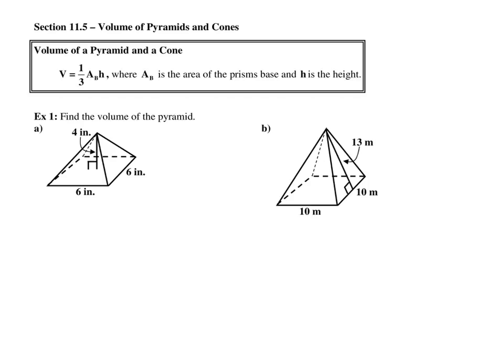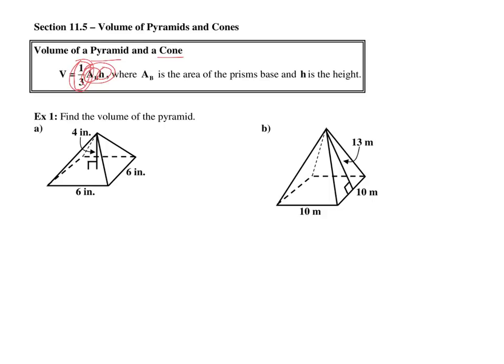Lesson 11.5, volume of pyramids and cones. All right, we have a new formula here for finding the volume of a pyramid and a cone. It's 1/3 the area of the base times the height. All right, so you've already worked with this formula plenty. Now we're just incorporating 1/3 into the formula when you're working with a pyramid and a cone.